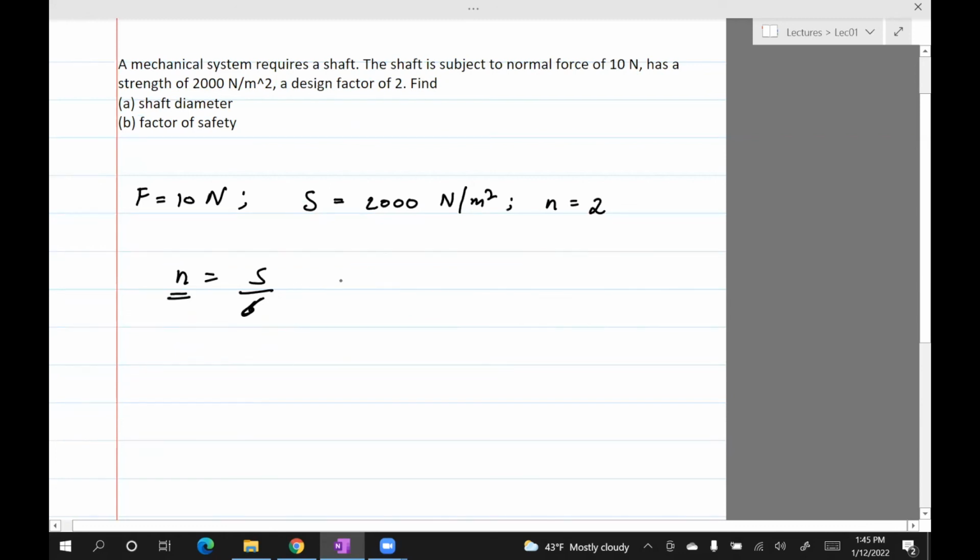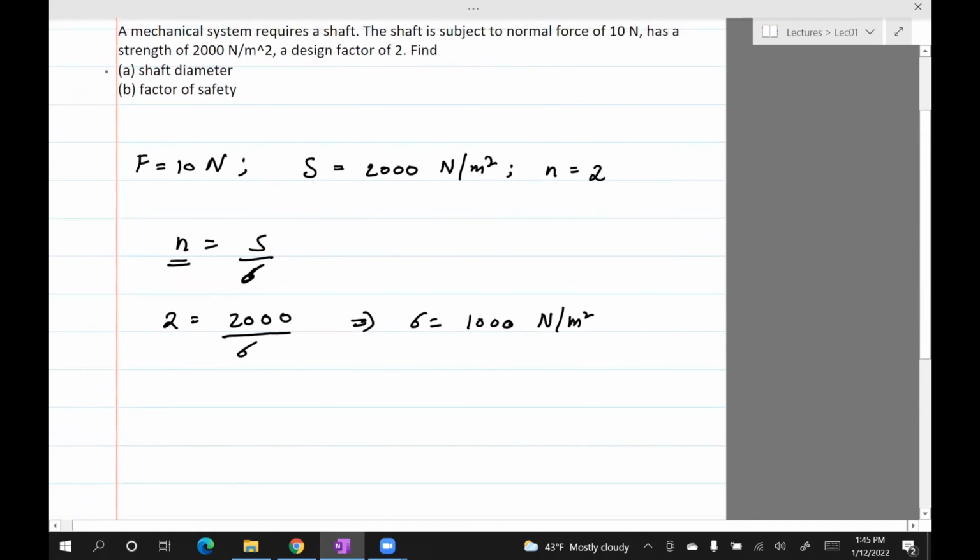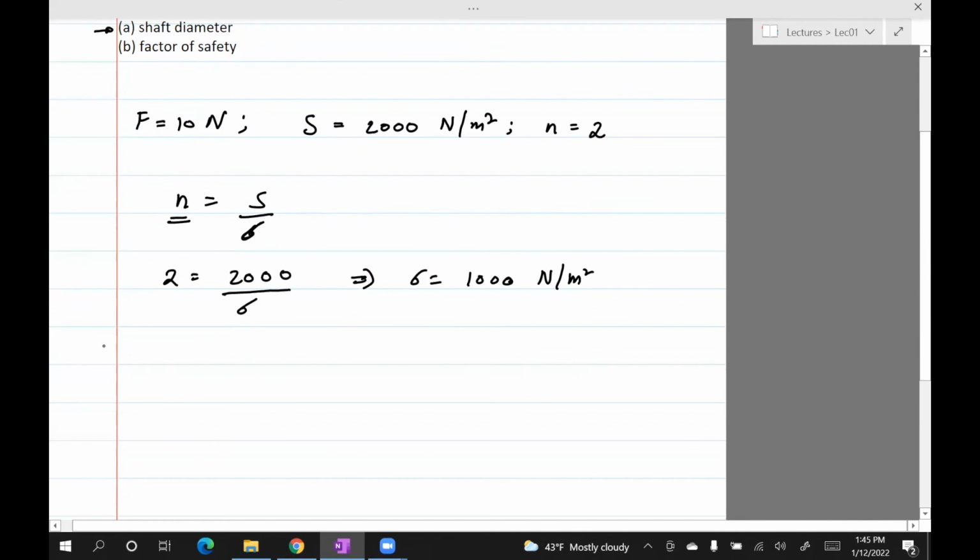So we're given N, we're given the strength, which is 2000. We need to find sigma. So sigma is 1000. Sigma in this case is the stress, and that stress is given in the same units. Okay, now we are given the stress. Now we need to find the shaft diameter, which will come from the equation for stress. The equation for stress is force per unit area. And we assume here that this is some kind of a normal stress.